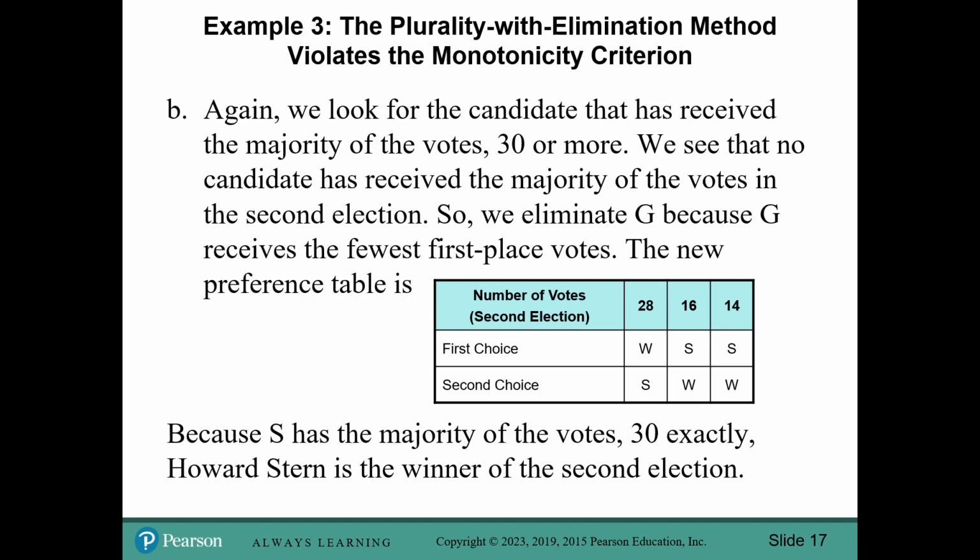Now in the second election, the only thing that changed was more people voted for Oprah Winfrey to be first. So if that's the case, surely she'll still win, right? Well, let's look at it with this plurality with elimination method. Again, we look for the candidate that has received the majority of the votes, 30 or more. We see that no candidate has received the majority of the votes in the second election, so we eliminate G because G receives the fewest first place votes. The new preference table is.